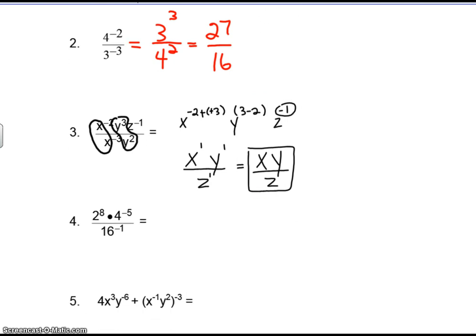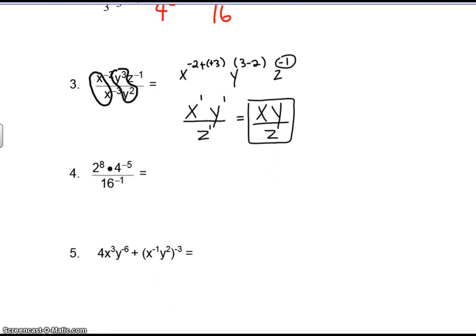Okay, on example number 4, we have a couple of negative exponents going on here. Notice that all 3 base numbers are different. So our goal is more to simplify and reduce using common factors. So I'm going to start off rearranging 2 to the 8th power times 16 to the 1st power over 4 to the 5th power. Okay, I know that 4 squared is equal to 16, so I'm going to rewrite this 2 to the 8th power times 4 squared over 4 to the 5th power.